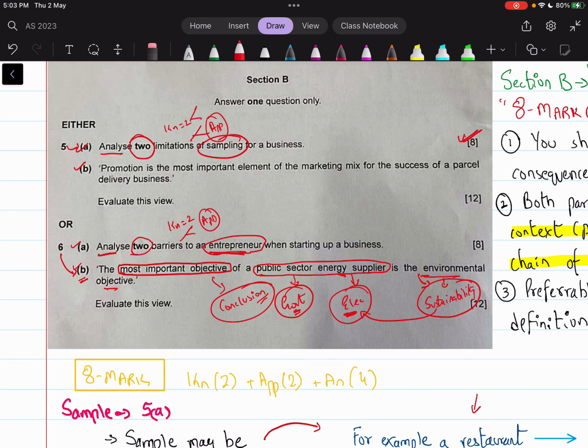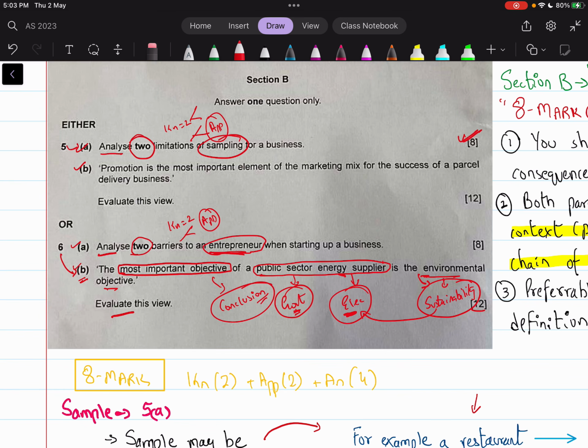Because, let's say, the public sector will have a huge network, so it will be able to distribute the energy to a wide range of people, especially if it's being supplied by a sustainable method. Evaluate this view, 12 marks.